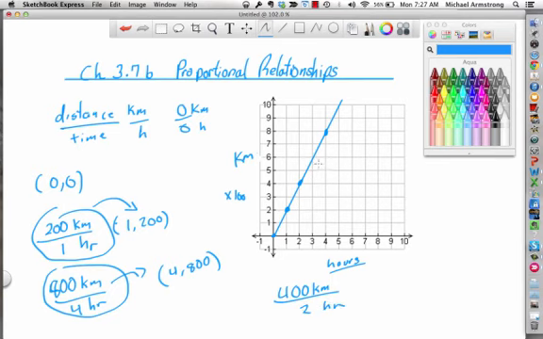And you could see that if we went on to 3 hours, it would be 600, and so forth. And we could tell that we're really moving. This is a fast-moving train. That should do it for this video.